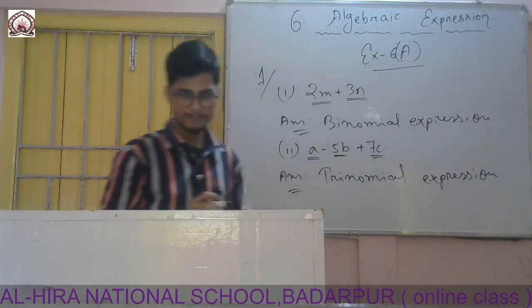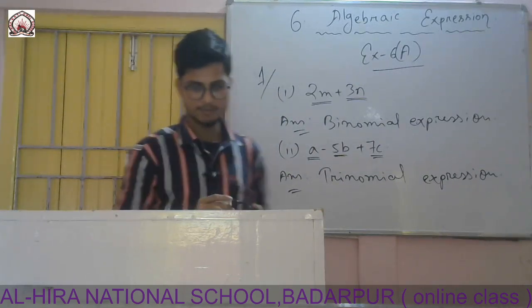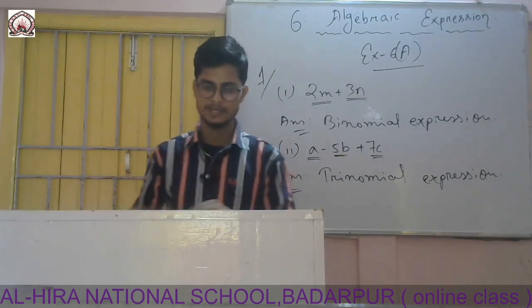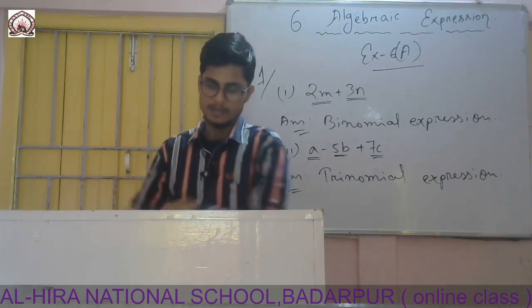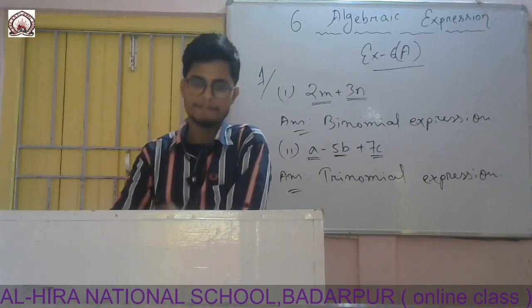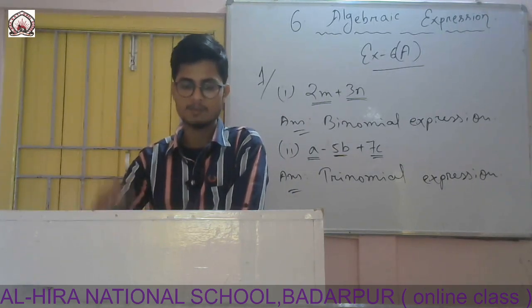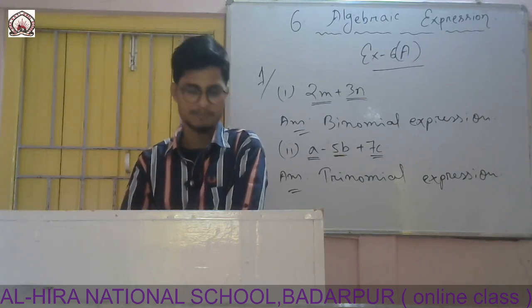Okay. Then question number 3, you see 2 by 7 a square, only one term, then it is a monomial. Roman number 4, 5m square minus 4. There are two terms, one is 5m square, another one is minus 4. That means it is a binomial.